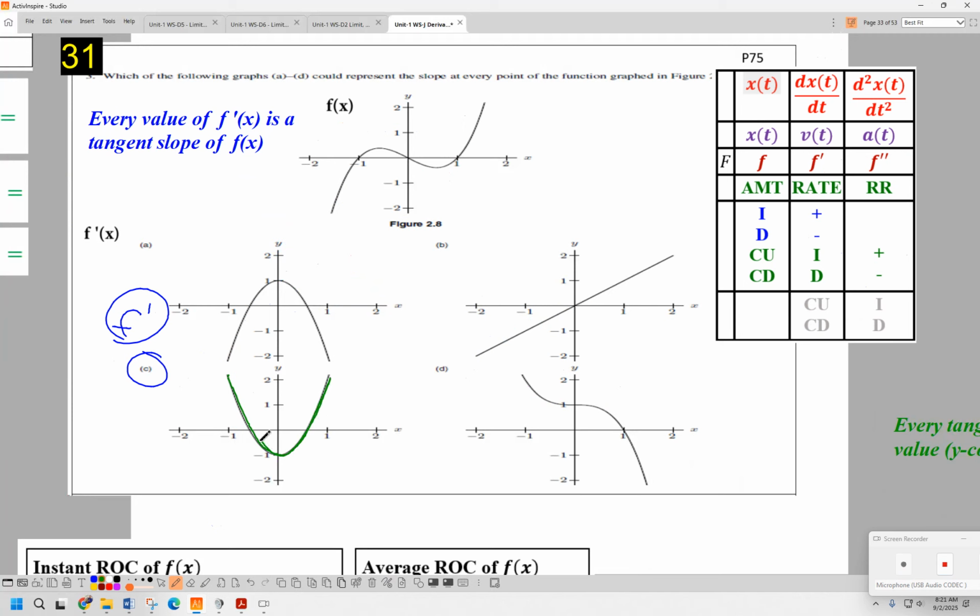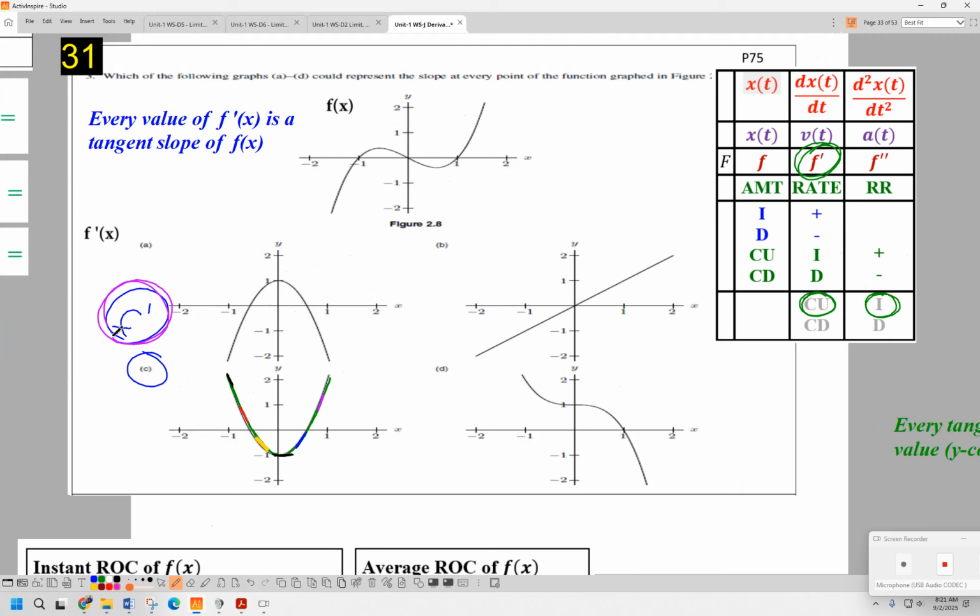This f prime is always concave up. If a graph is always concave up, that means the slope of that graph is steadily increasing. And you can see it right here. The slope of f is negative. Now the slope of f is less negative. Then the slope of f is even less negative. Then the slope of f is 0. Slope of f switches to positive. And then the slope of f switches to more positive. So the slopes of this f prime graph are definitely increasing.